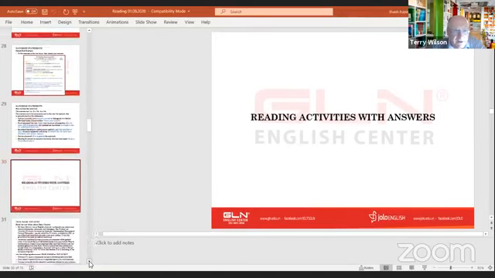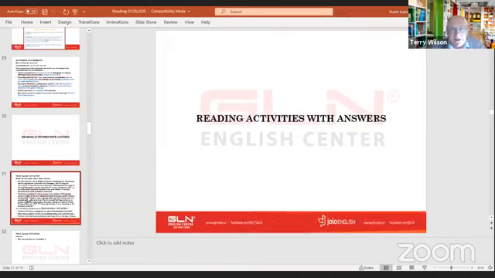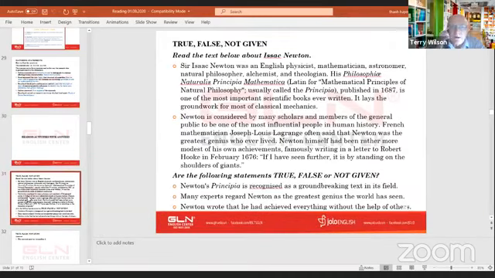Right, what I'm going to do here, I'm going to do some reading activities of the main question types on the reading test. And wherever possible, I've got both the text and the statements or questions on the same slide to make it easier. So firstly, read the text below about Isaac Newton.